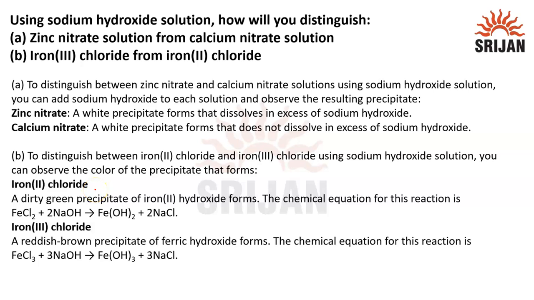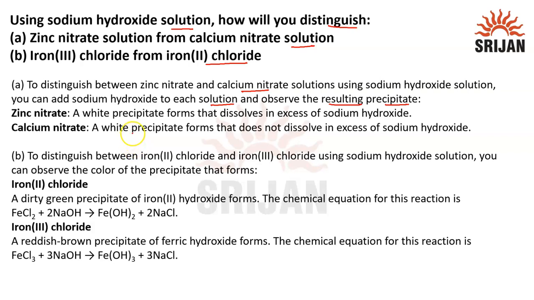The question is, using sodium hydroxide solution, how will you distinguish A, between zinc nitrate solution and calcium nitrate solution, and B, iron 3 chloride from iron 2 chloride. So to distinguish between zinc nitrate and calcium nitrate solutions using sodium hydroxide, we can add sodium hydroxide to each solution and observe the resulting precipitate.